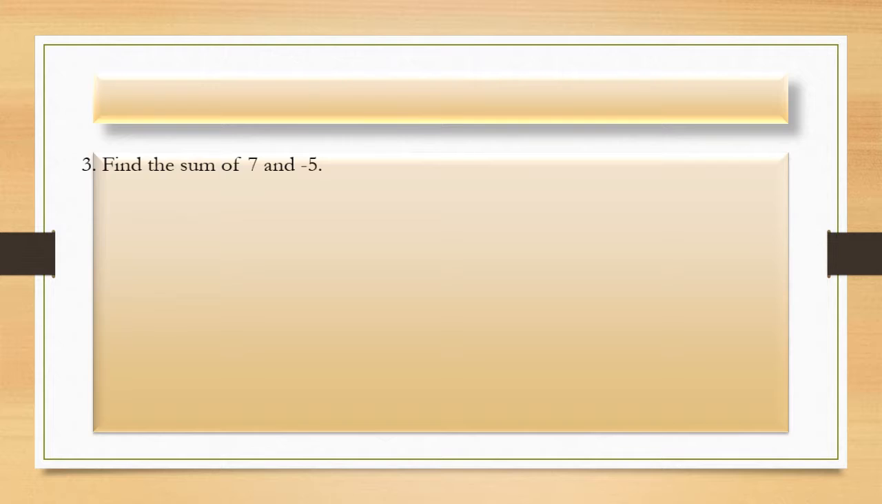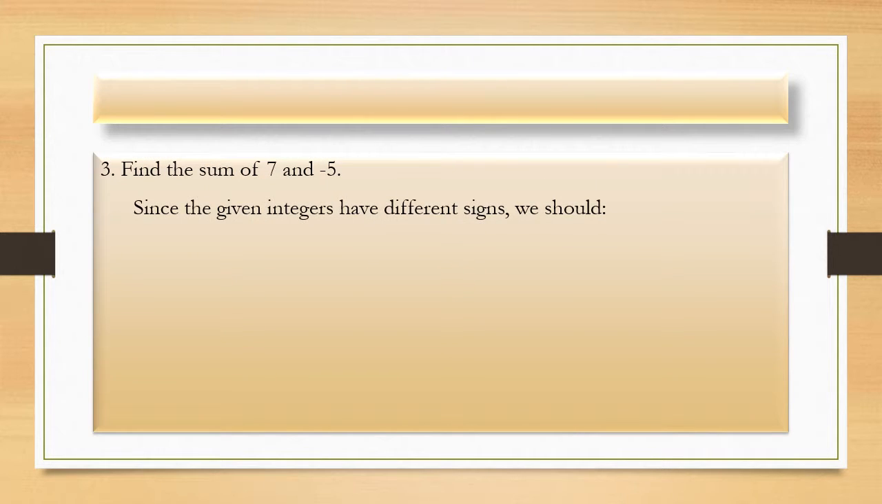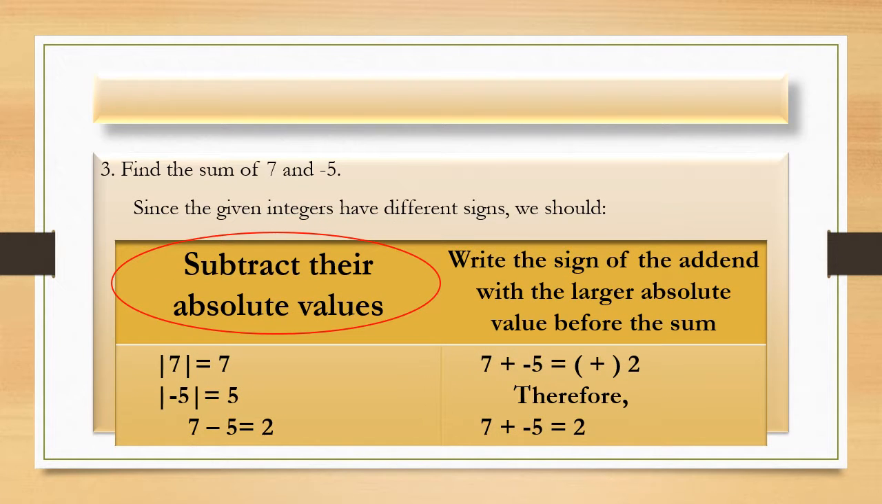Now, for a third example, find the sum of 7 and negative 5. Since the given integers have different signs, we should subtract their absolute values. The absolute value of 7 is 7. The absolute value of negative 5 is 5. 7 minus 5 is equal to 2.